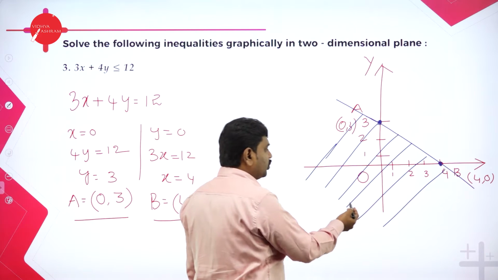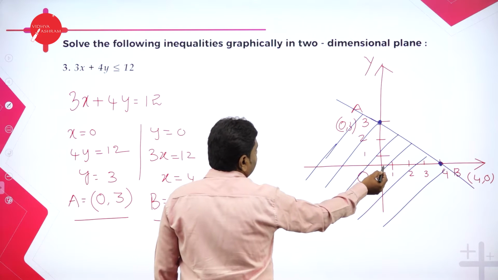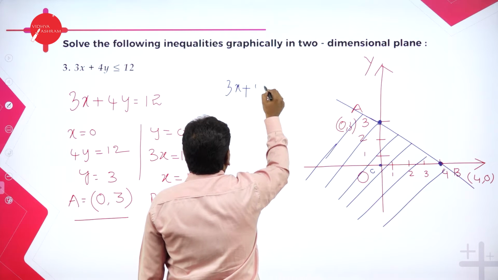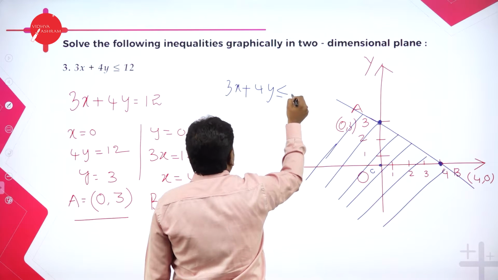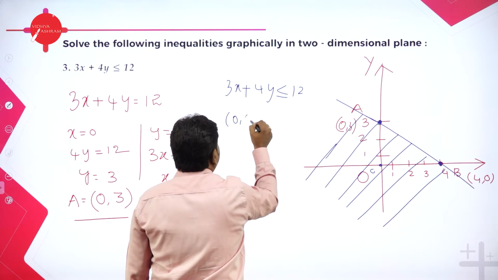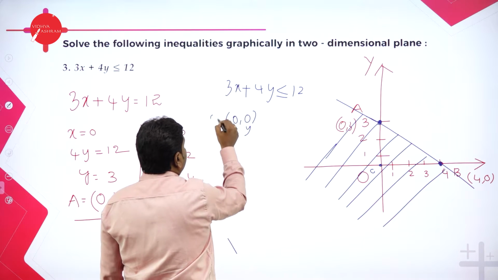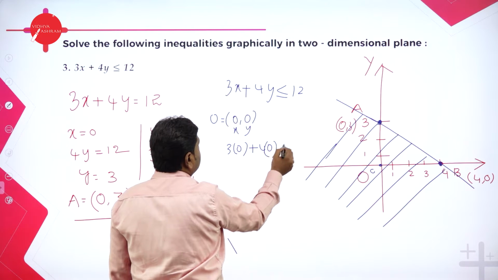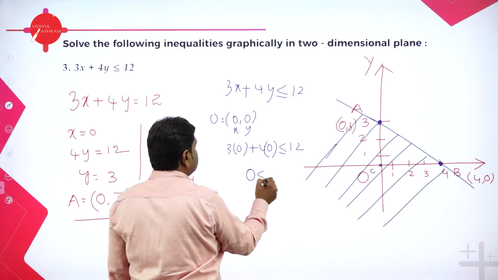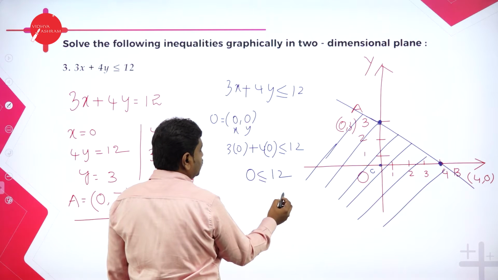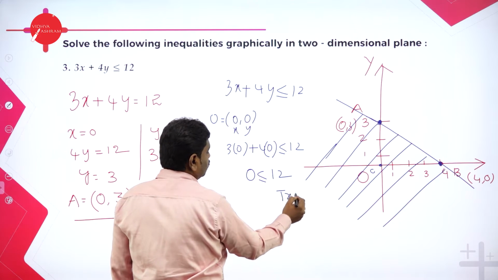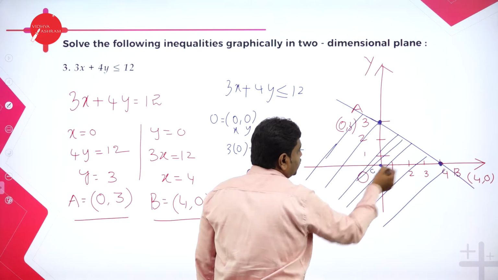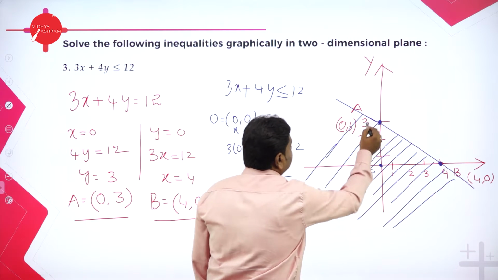Below, if you put origin, it will become true. This is origin, all of you know. What is the given question? 3x plus 4y less than or equal to 12. In the place of x, y, put 0, 0, origin O. Then it becomes 3 times 0 plus 4 times 0 less than or equal to 12, so 0 is less than 12. 0 is less than 12 is true. Yes, 0 is less than 12. So I should go towards origin, so I should shade down. This is my solution region.